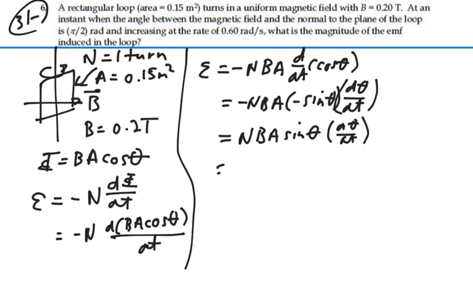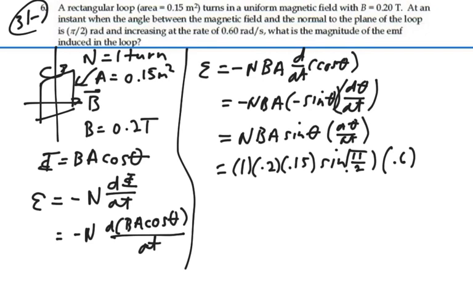Alright, we have one turn. Our magnetic field is 0.2 Tesla. Our area is 0.15 square meters. We're going to evaluate this at the point where theta is equal to pi over 2. And at that point, it's increasing at the rate of 0.6 radians per second. So that's our change in theta with respect to time.